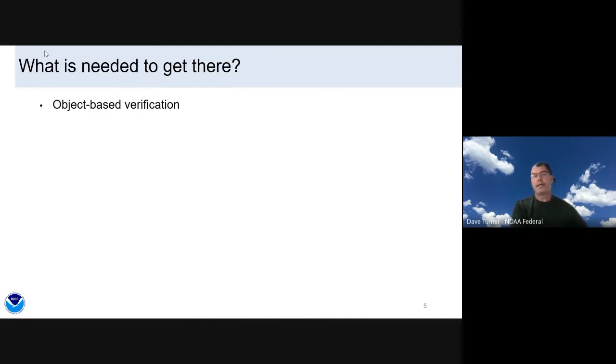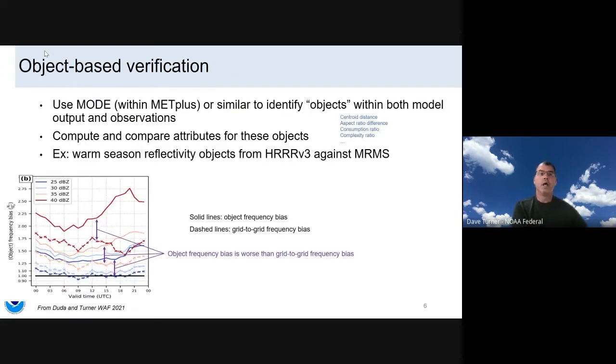So what is needed to get there? We already saw from Michelle that we could use object-based verification. So I'm just going to do a little bit more about some of the stuff we're doing in GSL. We are using MODE to compute and identify objects, both within the model and the observations. After you have those objects, you can start to compare attributes from these objects. And as she indicated, there's a lot of flexibility in this particular tool.